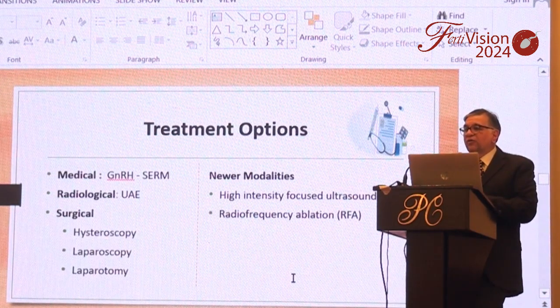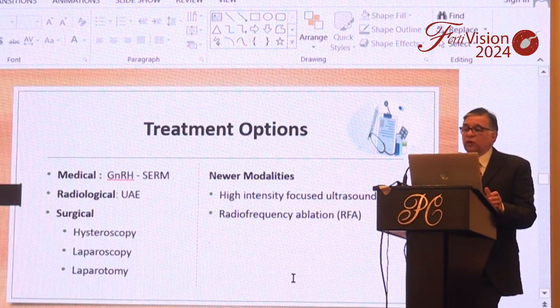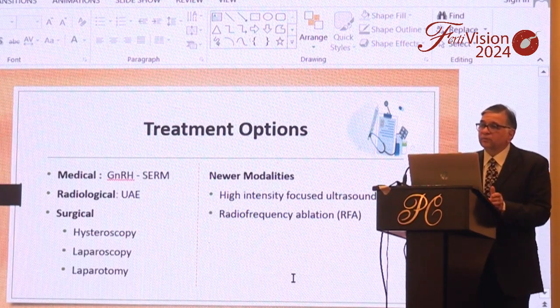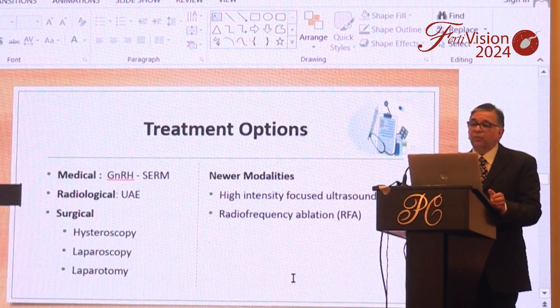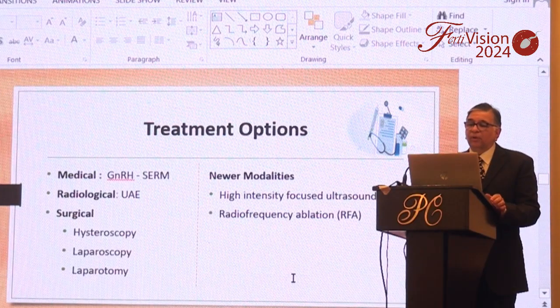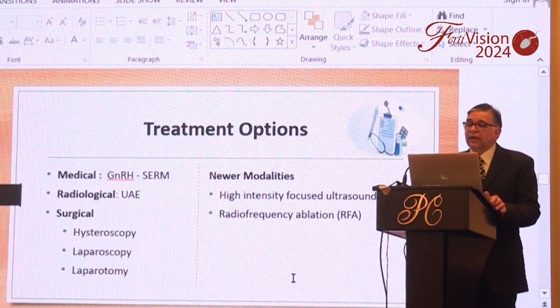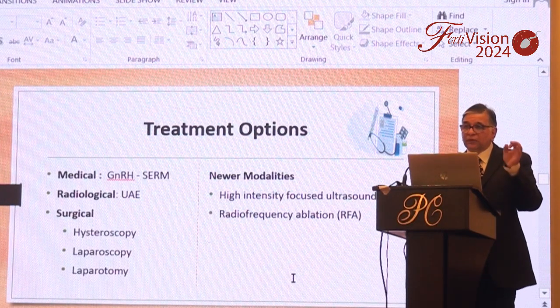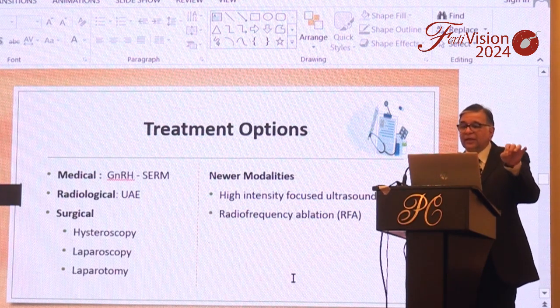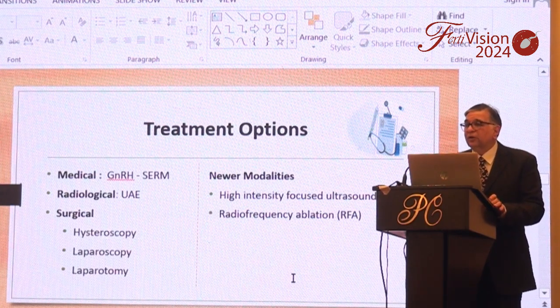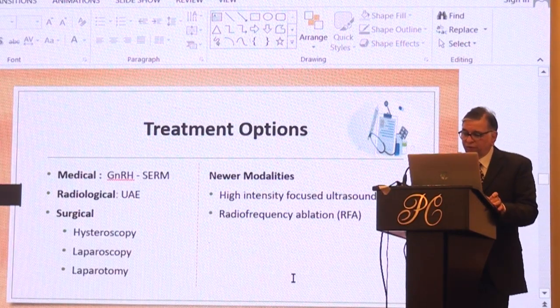So what are our treatment options? You can use GnRH analogs, or you can use selective estrogen receptor modulators. You can treat them radiologically with embolization. You can take them out either hysteroscopically or using a laparoscope, or carry out a conventional laparotomy, or you can use one of the newer modalities like high intensity focused ultrasound, which causes necrosis at the center of the fibroid, or a radiofrequency ablation, which is like a microwave.